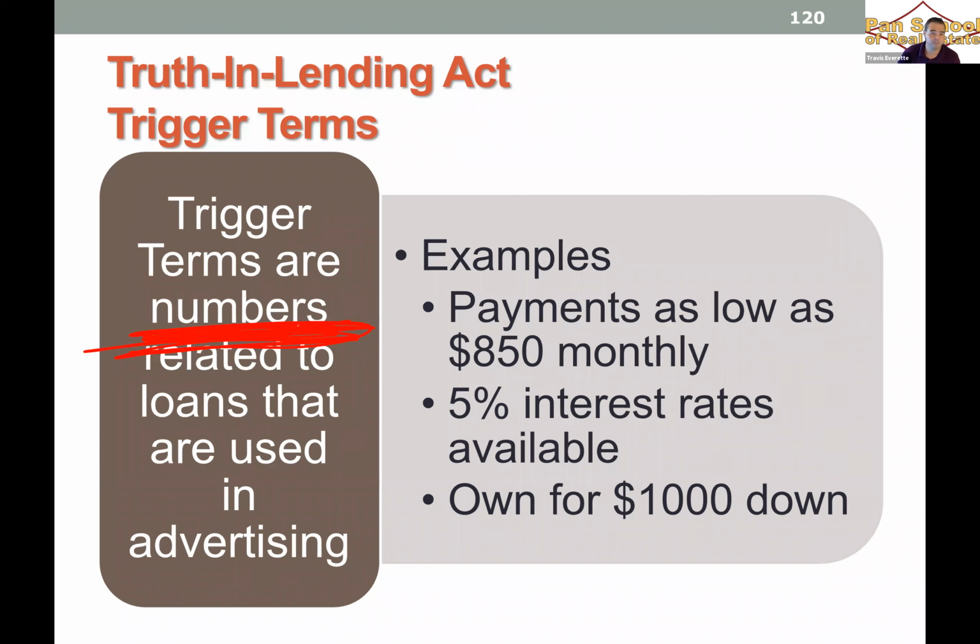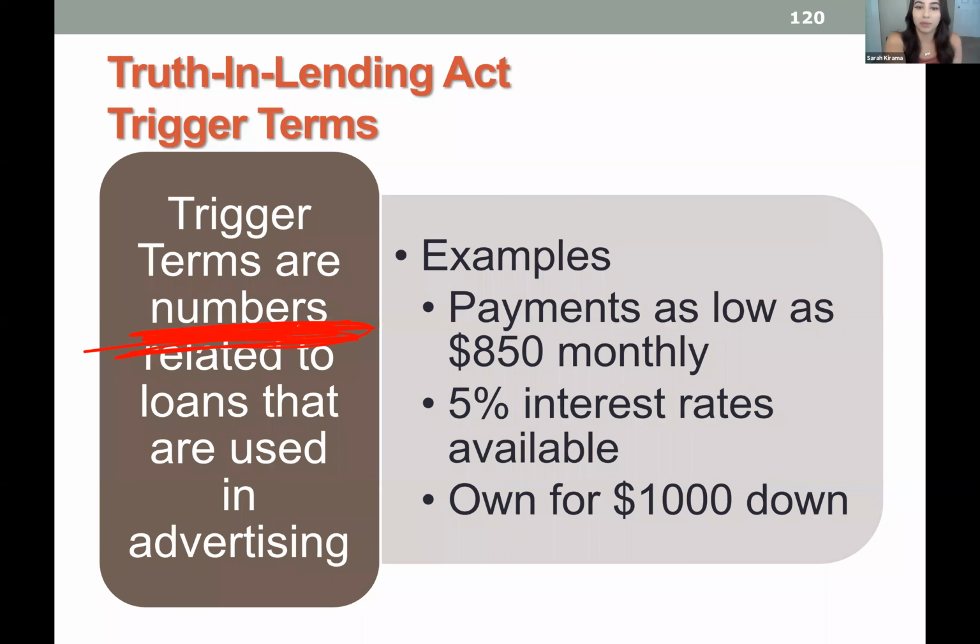If I wanted to put a sign in front of my listing that said 100% financing available, I'd probably have to go talk to a lender, get them to work up a whole worksheet on all the fees, just so I could give that to people so I could say 100% financing available. Guess what I'm going to have my sign say? No money down. Because that's not a trigger term.